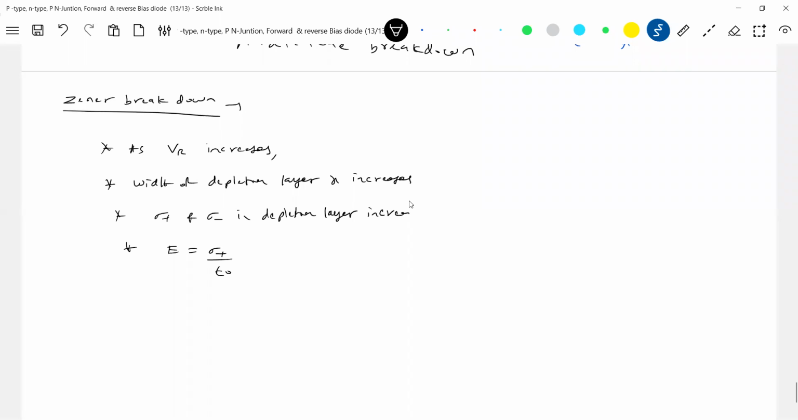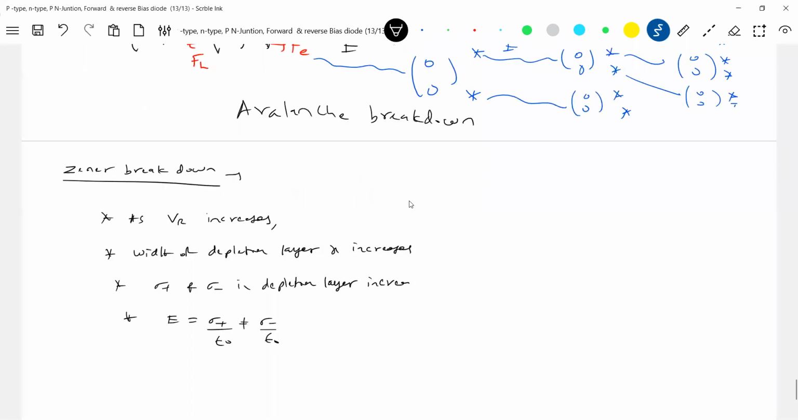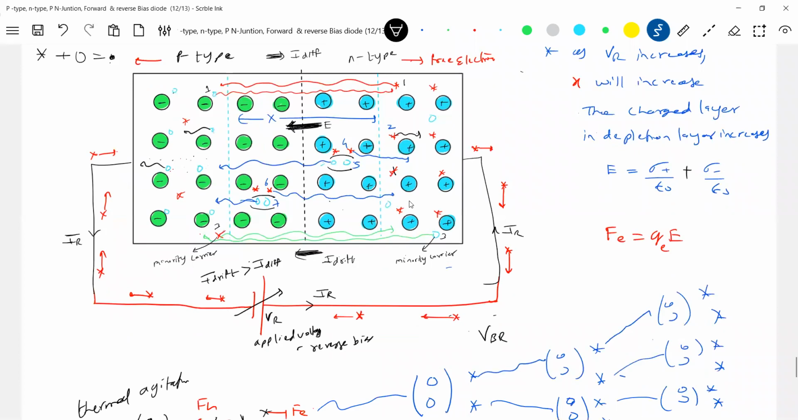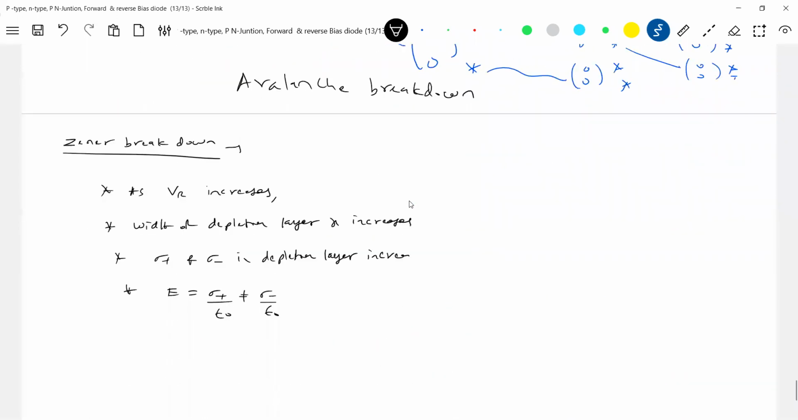Actually it depends on both. Or if you want, you can write plus because you know electrostatics. I think I'll write plus here. And now E will increase, so E increases. Now come to this one.